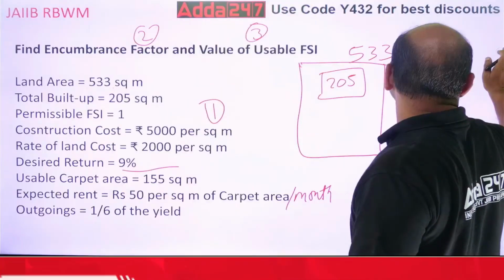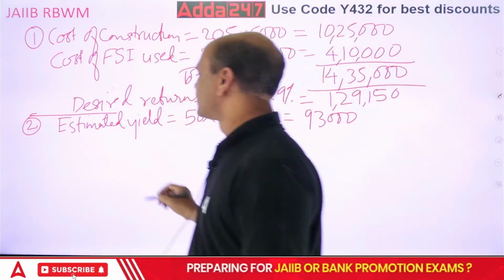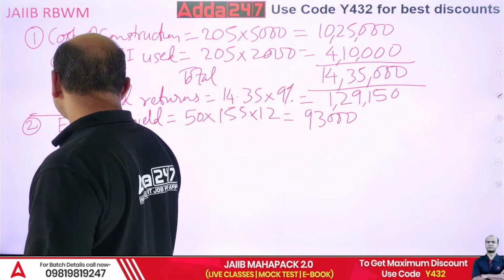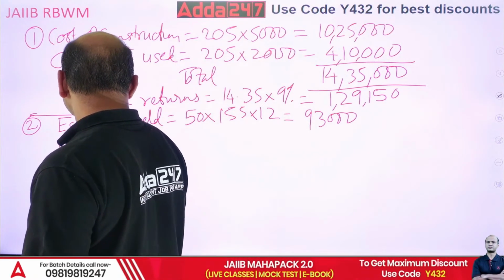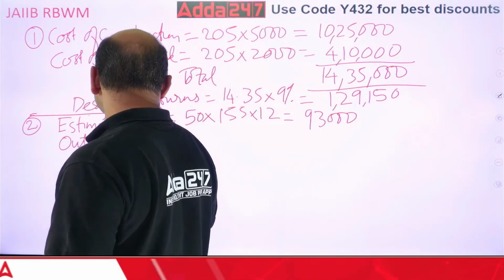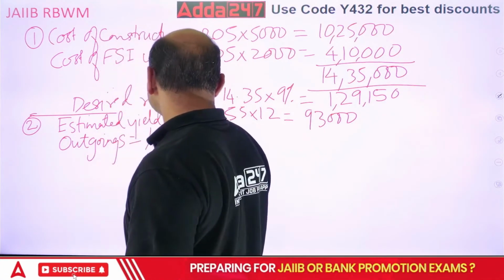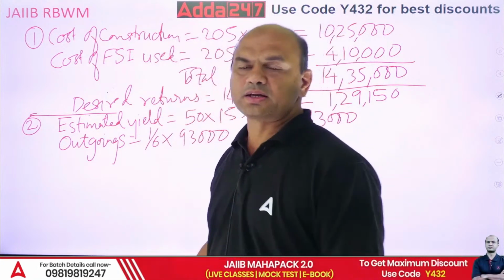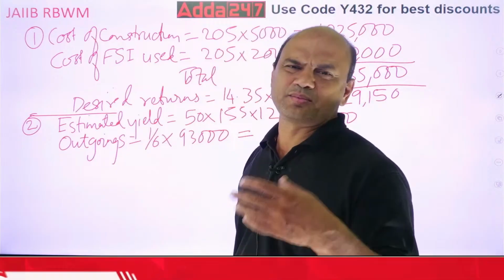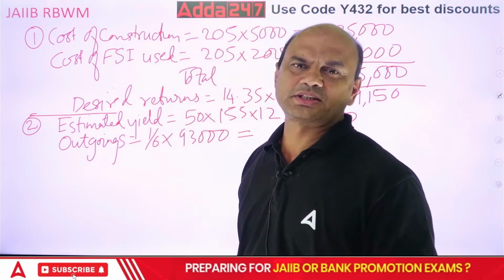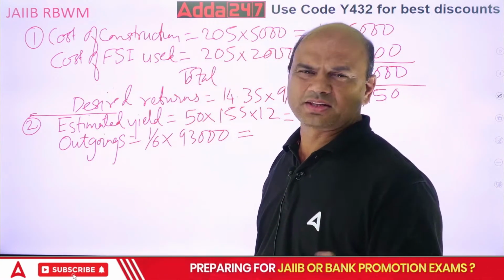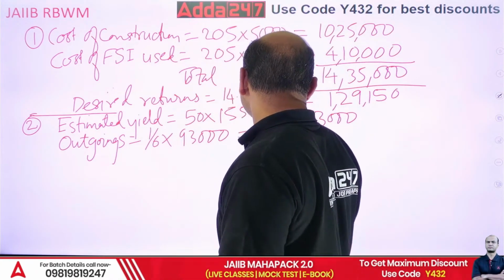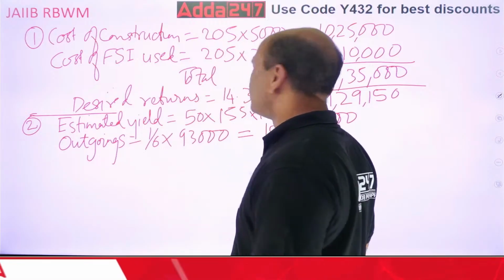So outgoings equals 1/6 into 93,000. What is the answer we are getting? This much is going out. It can be society expenses, it can be your electricity bill, everything. So it is 15,500. This much is the outgoing.